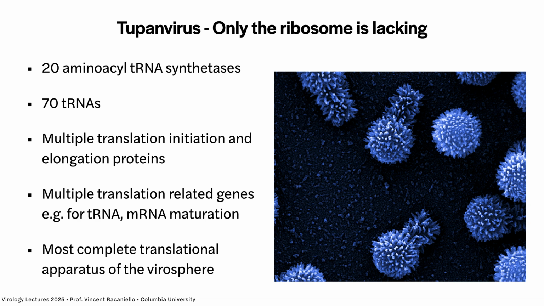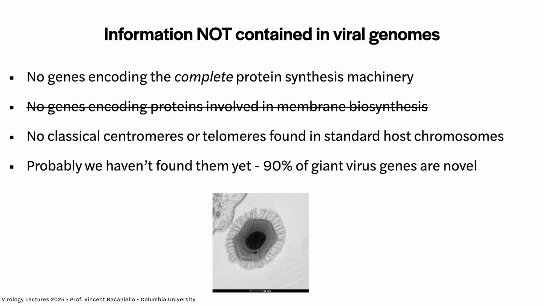Probably to modify the cellular translation apparatus to favor the production of viral proteins. And there's some experimental evidence for that as well. Now, things that are not contained in viral genomes, this list gets shorter every year as we discover genes that are in the genomes. We haven't found any genes encoding the complete protein synthesis machinery, right? The Tupanvirus has everything but the ribosome.